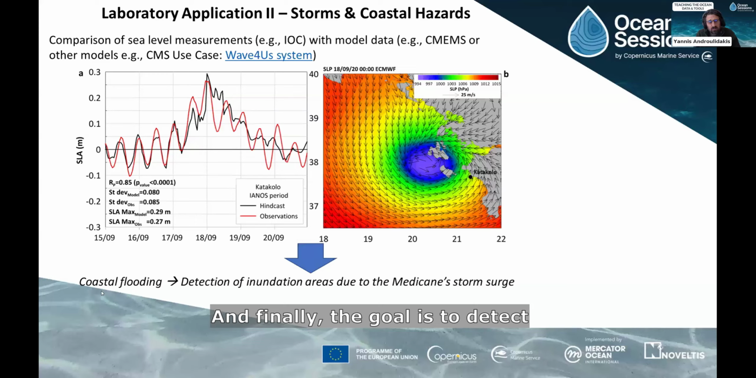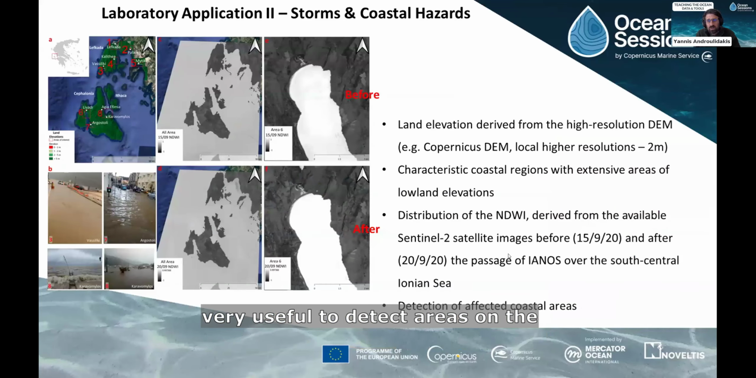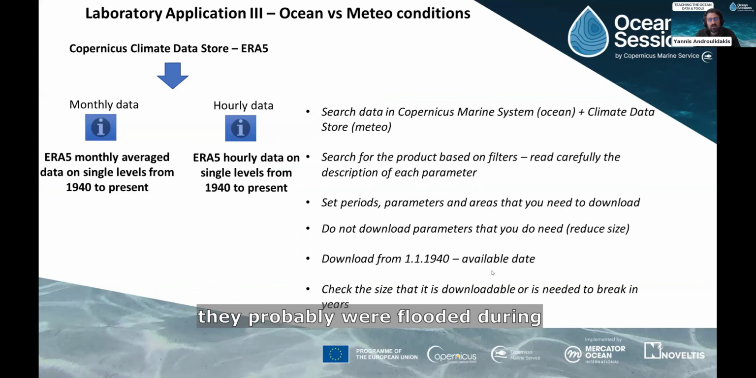And finally, the goal is to detect the inundation areas during the storm surge. And so they also use ocean color data from the Copernicus browser. You can see here an example where they compute this index, which is very useful to detect areas on the coast that have probably been flooded during a strong event like the one that I presented before. The white areas are the areas that, comparing before and after the storm, were probably flooded during this storm.